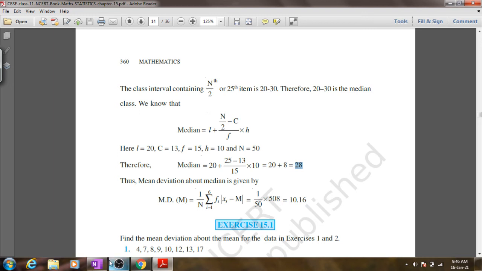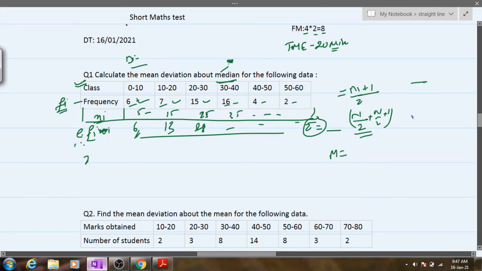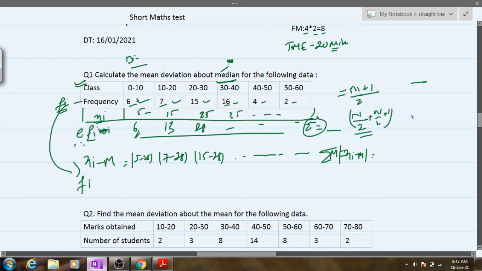Then you go on to calculate, once you have the median, you calculate xi minus m. Okay, this 5 minus m, 5 minus 28 is mod, and then 7 minus 28 is mod, then 15 minus 28 mod. Similarly, go on to calculate all of the individual deviations, then your summation of fi, mi, and then go on to multiply this thing with fi into xi minus m. So whatever answer comes, you multiply this thing.